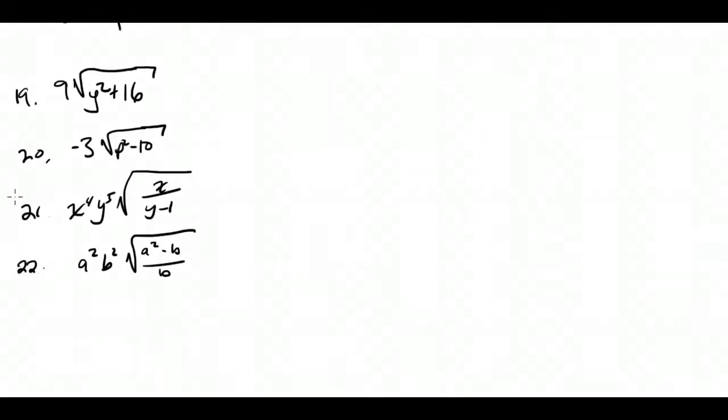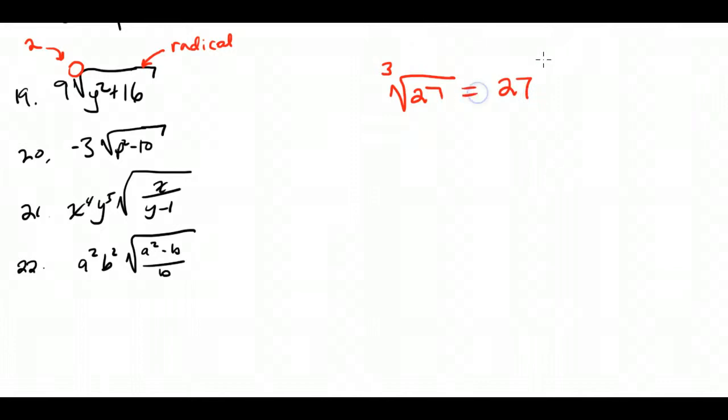These questions are really just questions about vocabulary. Remember, this is the radical, and the radical tells you the kind of root we're looking for. In this case, because our index is not stated, we assume that our index is 2. We could have a radical that says the third root of 27, or 27 to the 1/3 power, which in this case would be 3.